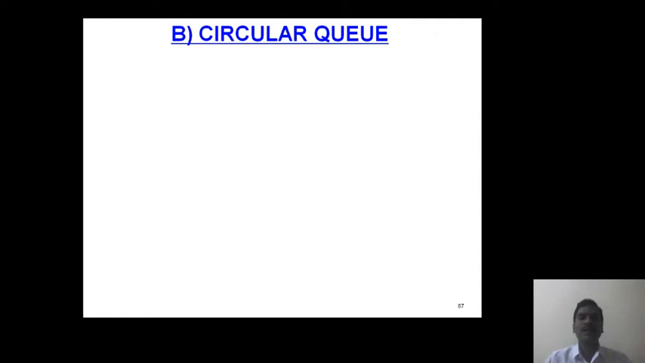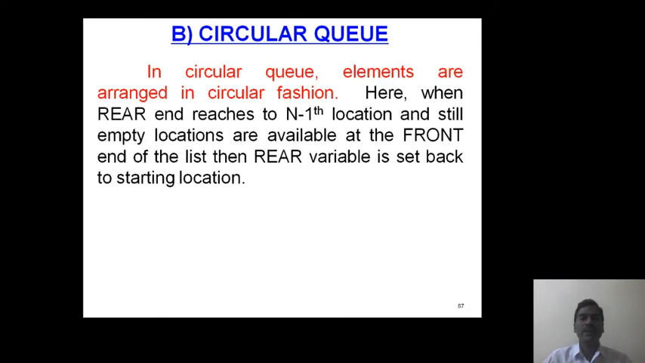Hello students, this session starts with the concept of circular queue. In a circular queue, elements are organized in circular fashion. Whenever the rear end reaches the n minus 1th location and still empty locations are available at the front end of the list, the rear end is reset back to the starting location. Such a representation is known as a circular queue.